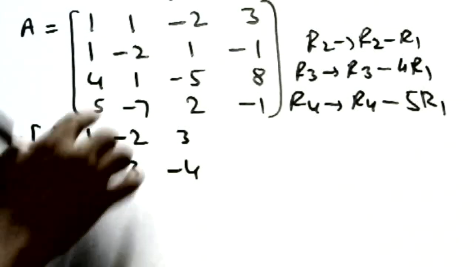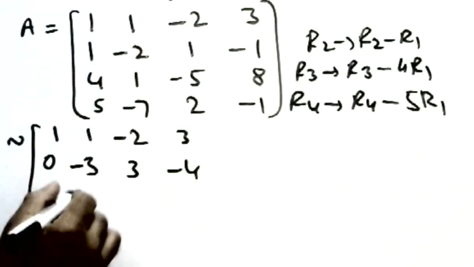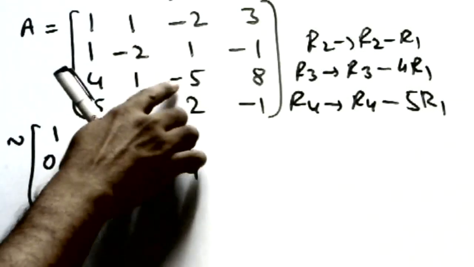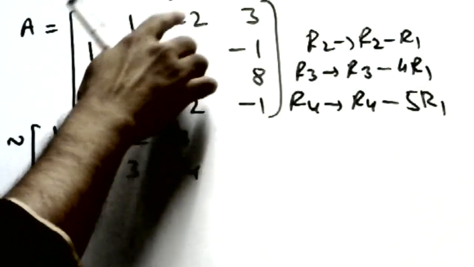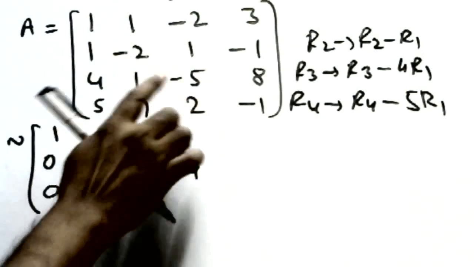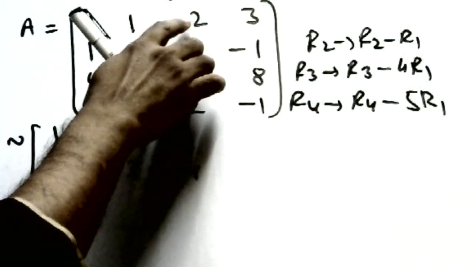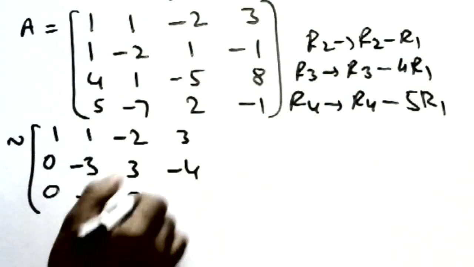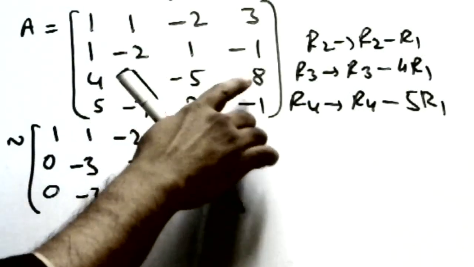Now R4 minus 4R1. 4 ones are 4, 4 minus 4 is 0. 1 minus 4 ones are 4, 1 minus 4 is minus 3. Minus 2 minus 7 is plus 4 to the 8. 8 minus 5, sorry, minus 5 minus 1 is plus 8. 8 minus 5 will be 3.